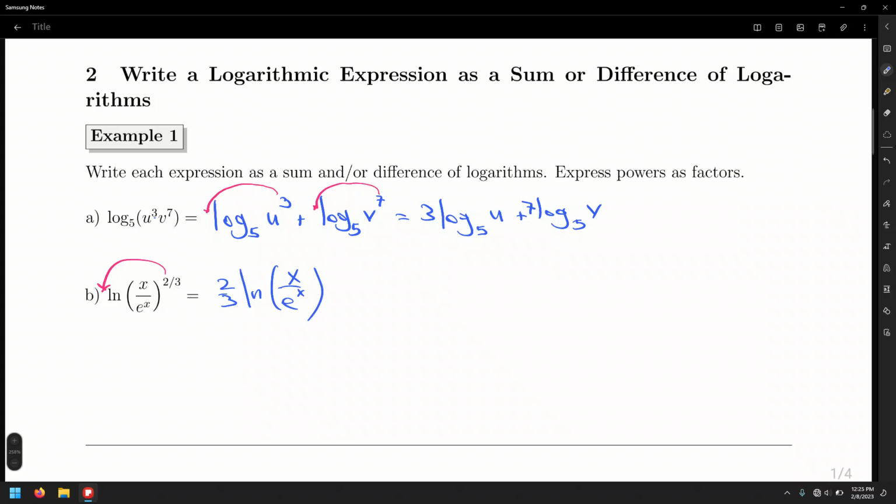Now that we don't have anything extra on that quotient, x over e to the x, we're free to use the quotient rule. Be careful how we use it, because it's going to write 2/3, and I'm going to open a bracket and write a difference of two logarithms: ln of x minus ln of e to the x. The reason is that this coefficient, the 2/3, will affect both of the terms inside of the brackets.